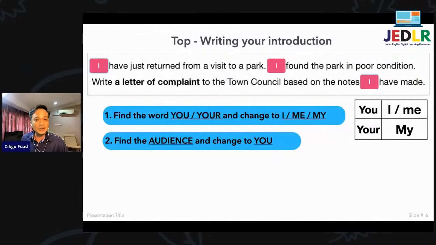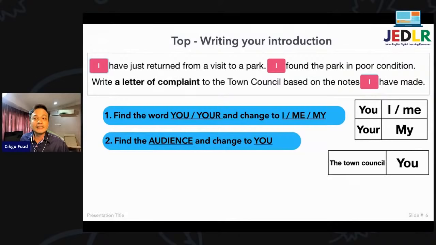After that, you need to find the audience and change it to you. The audience we have identified in the first slide just now. So the town council, we need to change it to you. Town council, change it to you. Now, are we done? Of course not, because the last sentence sounds funny, right?